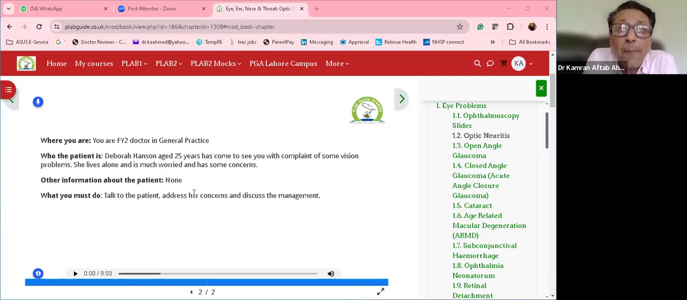For diabetic retinopathy, you don't need to declare that to DVLA unless you are having treatment in the form of injections or laser. All right. Okay. Going to the next scenario.